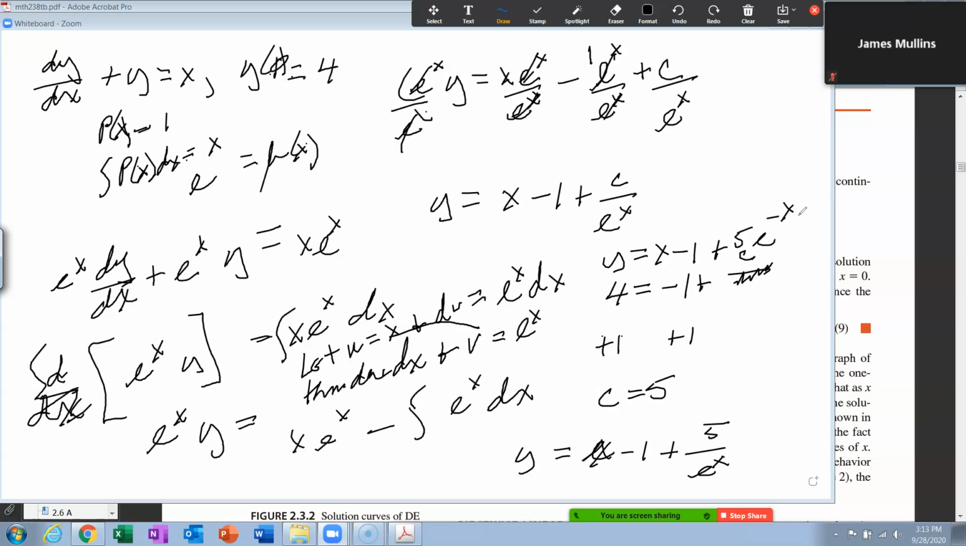Oh my goodness. It's a struggle. Okay, and that is the answer they got. y is equal to x minus 1 plus 5 times e to the minus x.